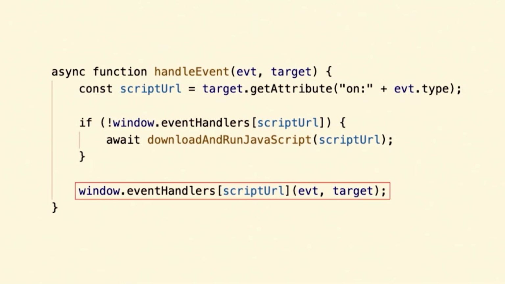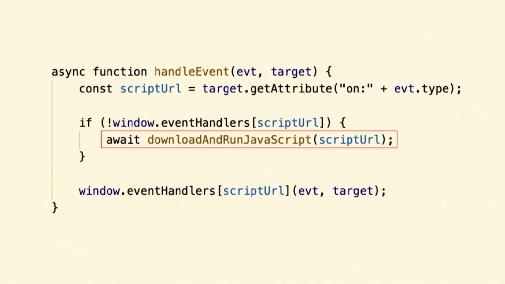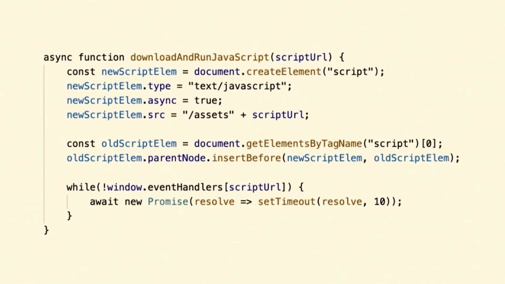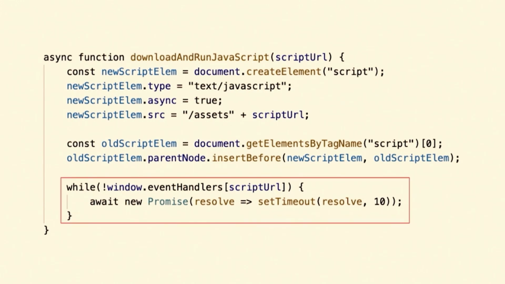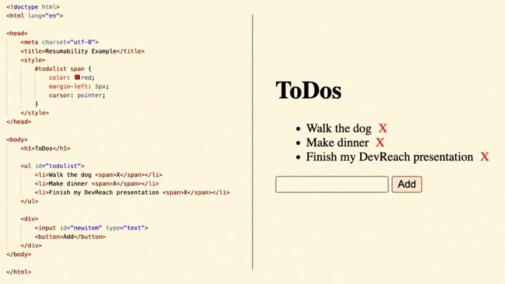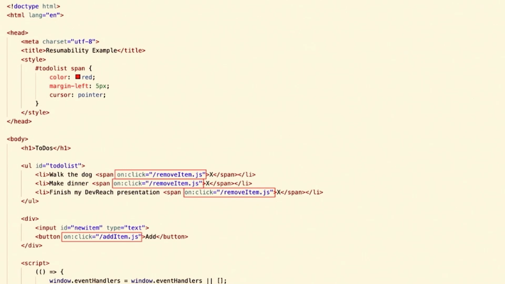If it's already in memory, we'll just run it. Otherwise, we download it and run it. So this is just a basic way of adding a script asynchronously. And once we download it, because it's asynchronous, we just have to wait a little while until it adds itself to the event handlers. And so when we go back to the to-do list, let's add those hooks that I mentioned, the on:click. So we add those to the X's and to the add button.